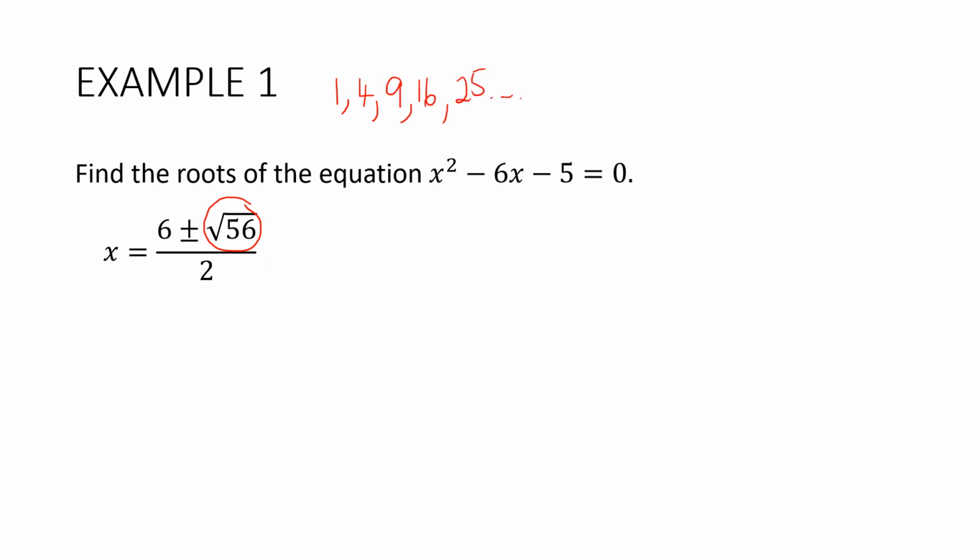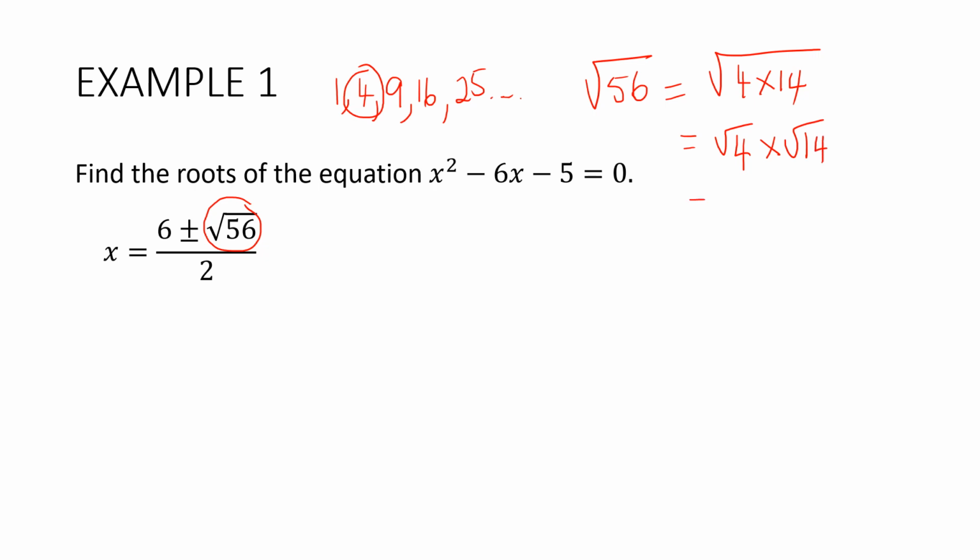There's the perfect squares there. The highest one is 4. So we can rewrite root 56 as the square root of 4 times 14, which I can split up, which gives me 2 root 14. Now, of all the techniques that you learnt with surds, this is probably the most frequently used going forward, so make sure you practice that.